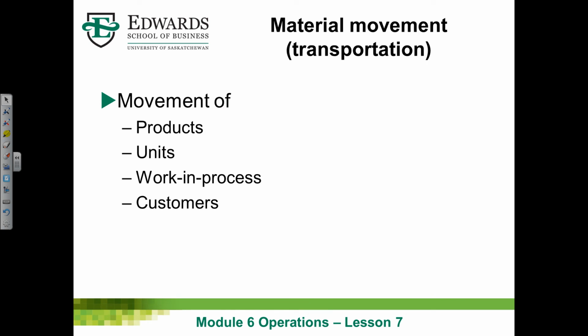You can also have what's called material movement or transportation as a source of waste. And this is if you are moving stuff, products, work in process, finished goods, customers that might be moving within a specific process. Could be a source of waste because they're moving back and forth repeatedly. There's too much movement in the system.